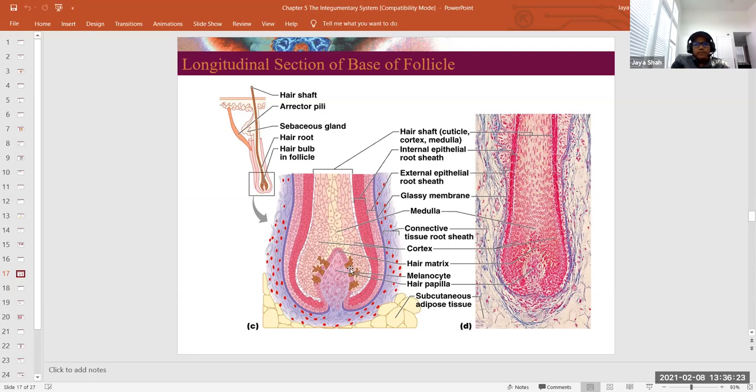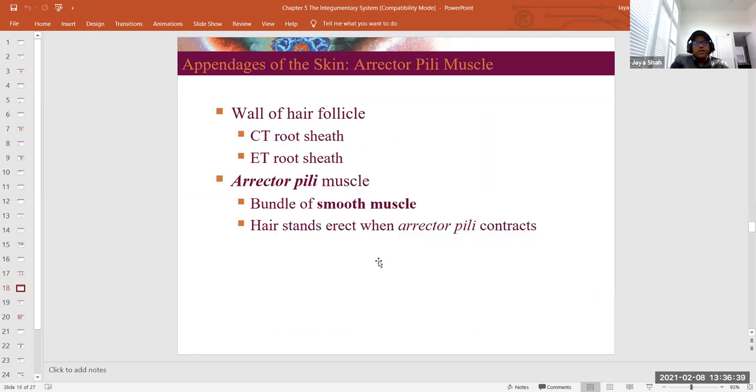You see in the hair, you have melanocytes. When you get older, this area is replaced with air and you have fewer melanocytes, and then you start graying.